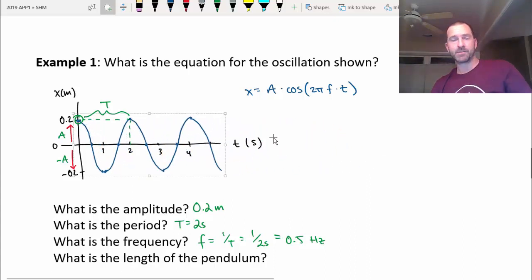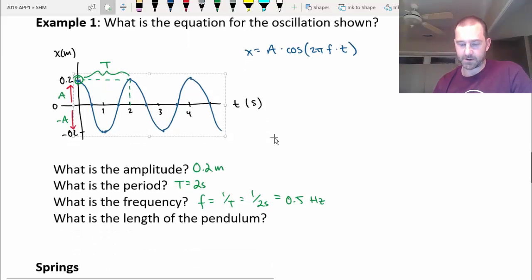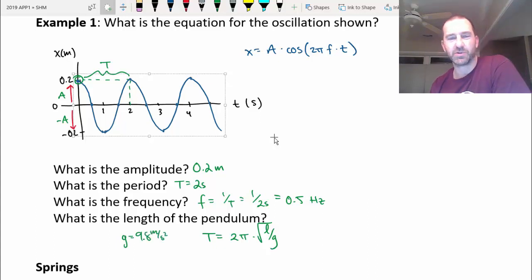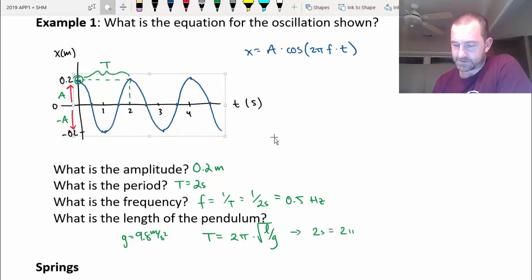Now, lastly, we want to figure out what the length of the pendulum is. On the pendulum, the equation for period is 2 pi times square root of L over G. And we're going to assume that we're on Earth, and G is equal to 9.8 meters per second squared. If you really want to, you could assume 10. But if we've got all those numbers, we can go ahead and calculate out what an answer is. We'd have 2 seconds is equal to 2 pi times square root of L over 9.8.